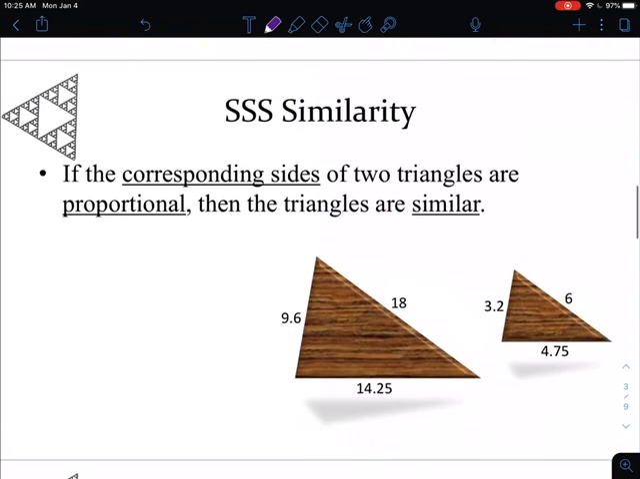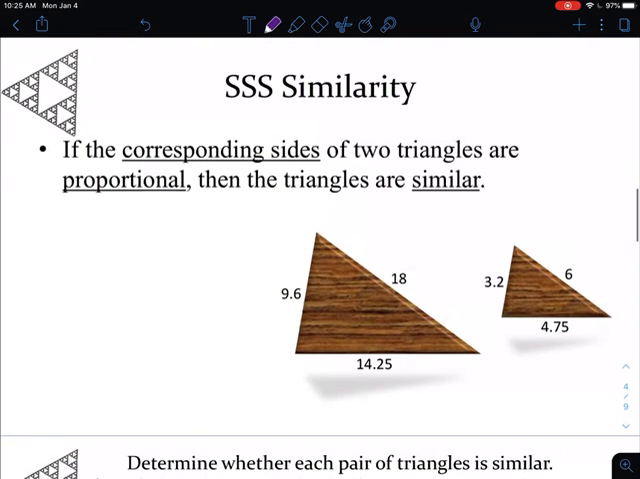Our third theorem, or shortcut, is side, side, side, and this is pretty straightforward. Just like before, where all three sides had to be congruent, now we're talking similar figures. One shape's bigger than the other. All three sides have to be proportional, so it's kind of like what we did on the last slide, but with all three sides. We're going to take each side that corresponds, divide them out, and make sure they all come out to be exactly the same number.